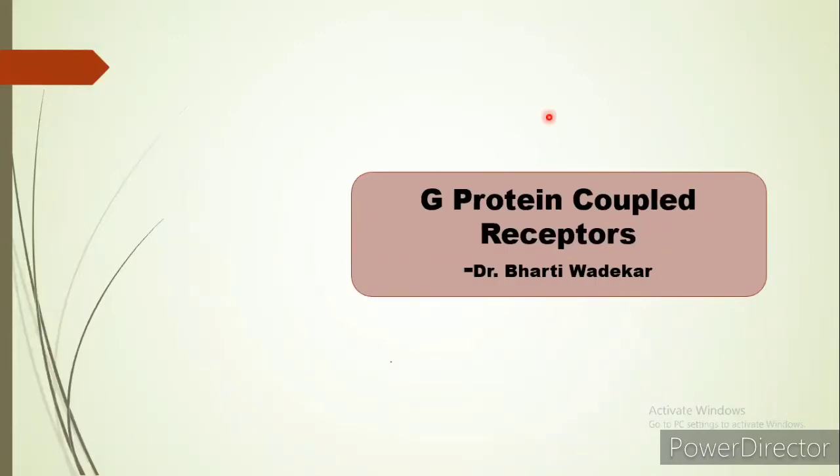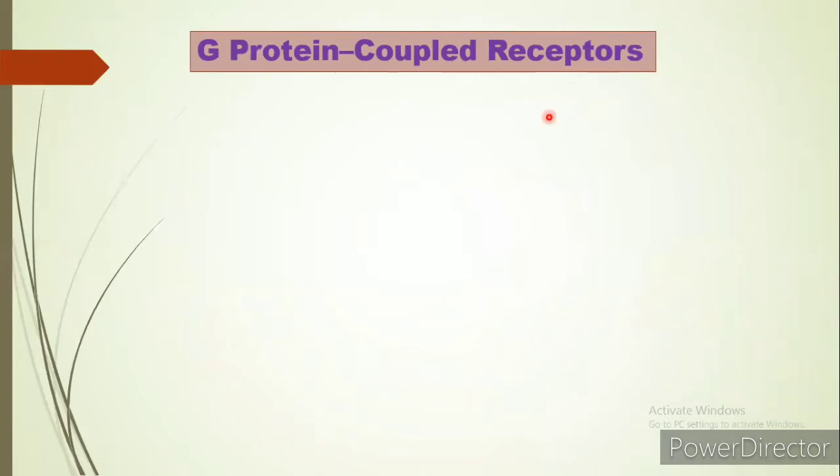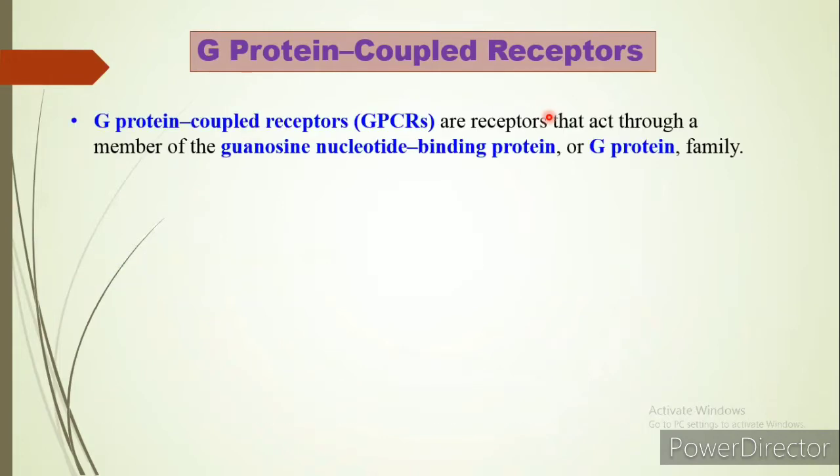Hey guys, today we will study the G protein coupled receptor. Why is it called the G protein coupled receptor? G protein coupled receptors are receptors that act through a member of the guanosine nucleotide binding proteins, or G proteins, so they are called G protein coupled receptors.